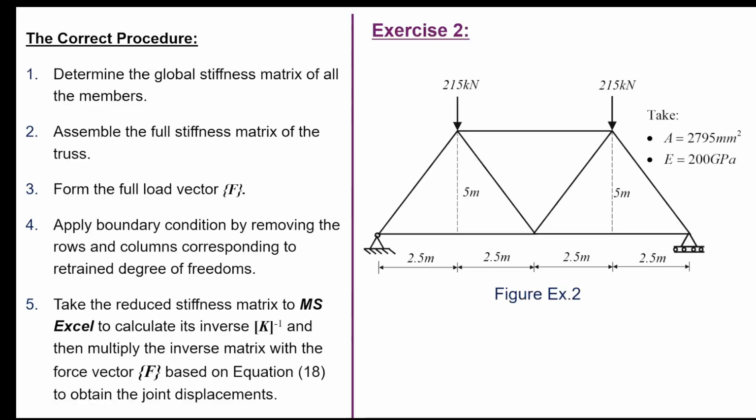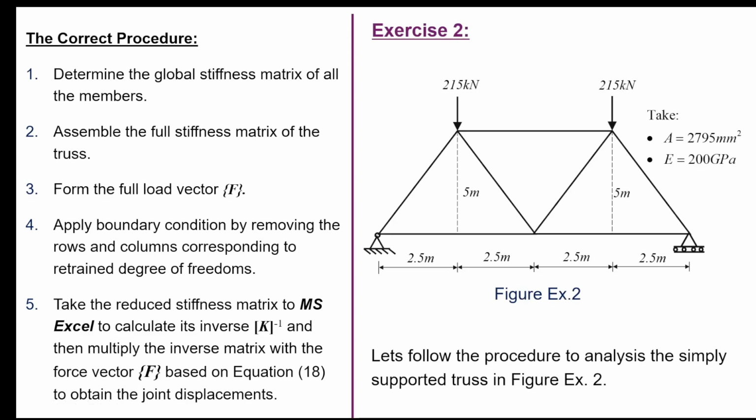So let's demonstrate that by using this example. This is a truss that is made up of 7 members and 5 nodes. The truss is well dimensioned. It has loads of 215 and 215 kilonewton. The truss is symmetrical both in load and in dimensions. Let's say all the members have a cross-sectional area of 2795 millimeters squared and modulus of elasticity of 200 gigapascal. So let's follow the procedure.